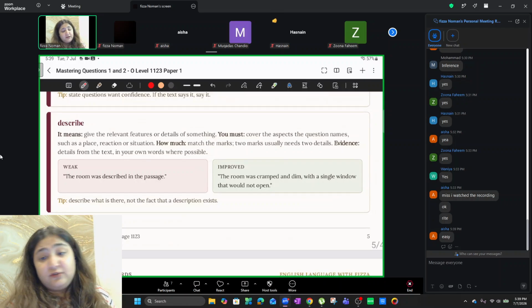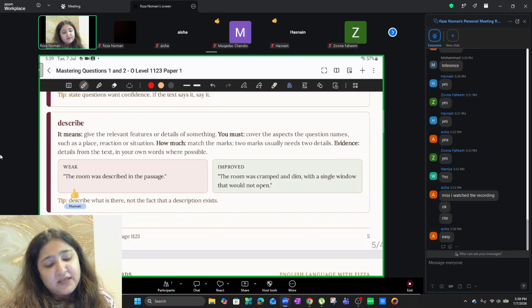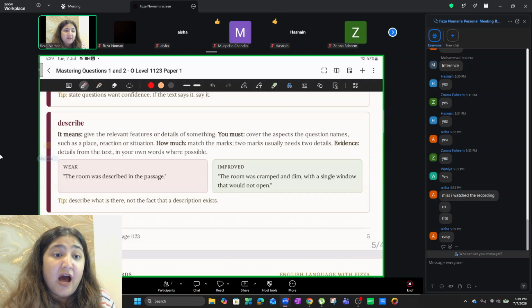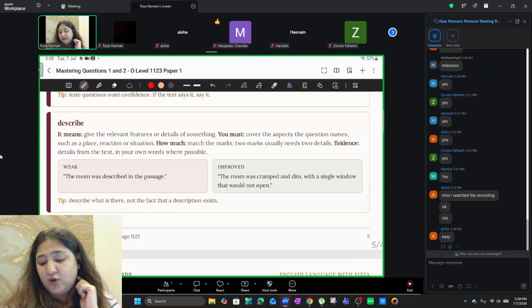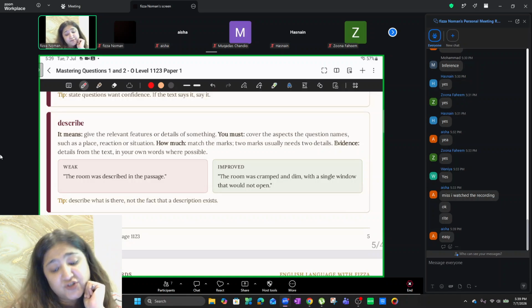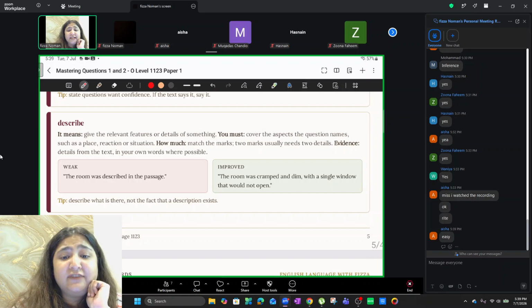Okay. Describe. It means give the relevant features or details of something. I think that pretty much is understood from the command word itself. You must cover the aspect the question names, such as a place, reaction, or a situation. How much? Match the marks. 2 marks usually needs 2 details. Evidence, details from the text in your own words when possible.